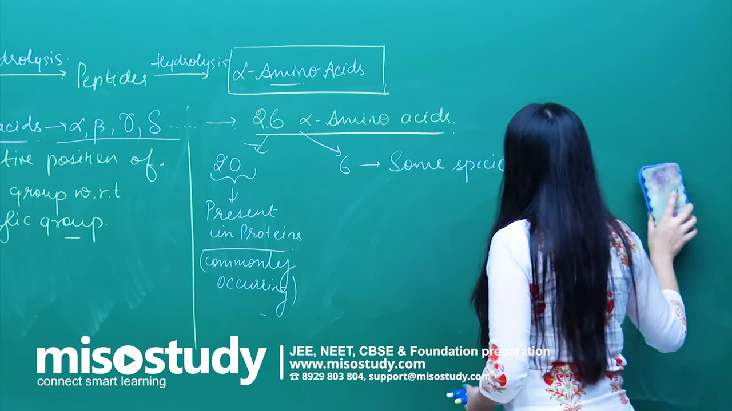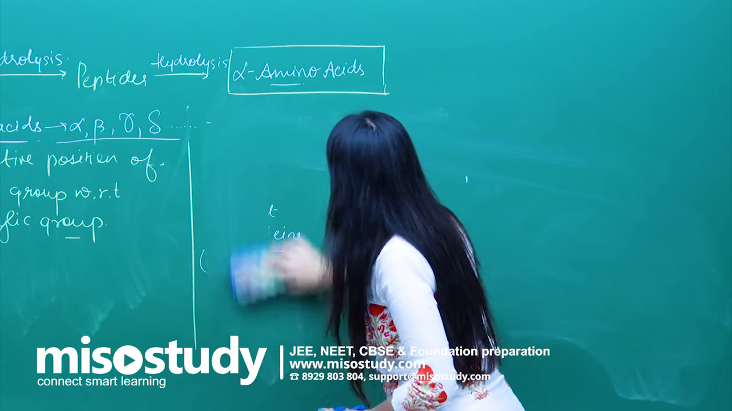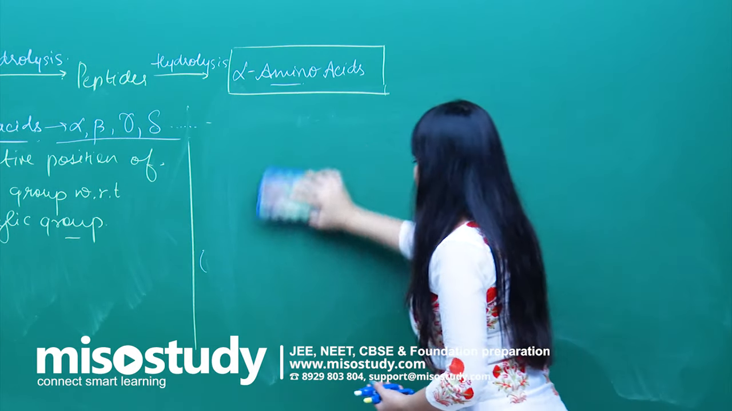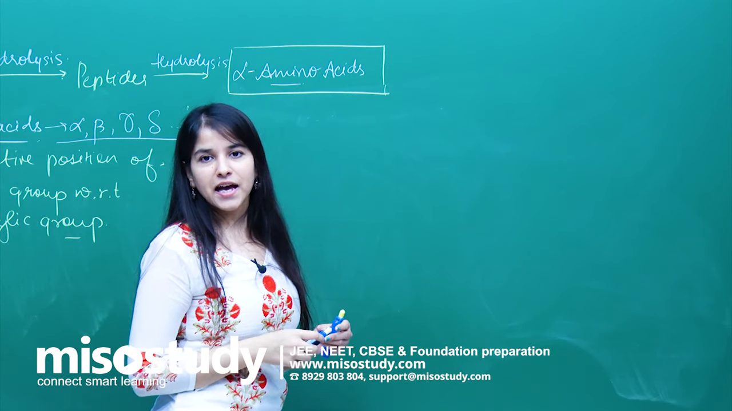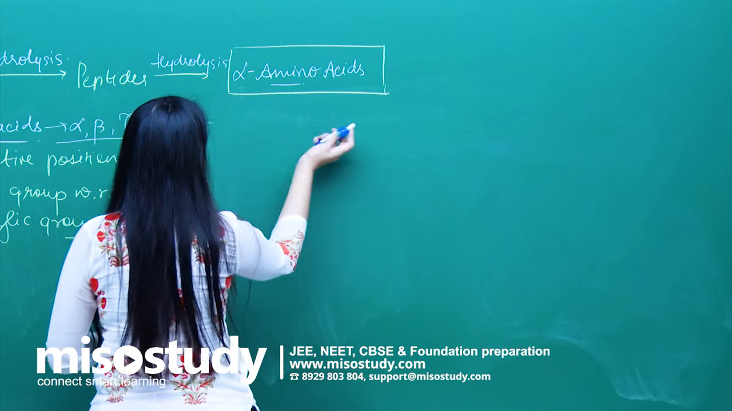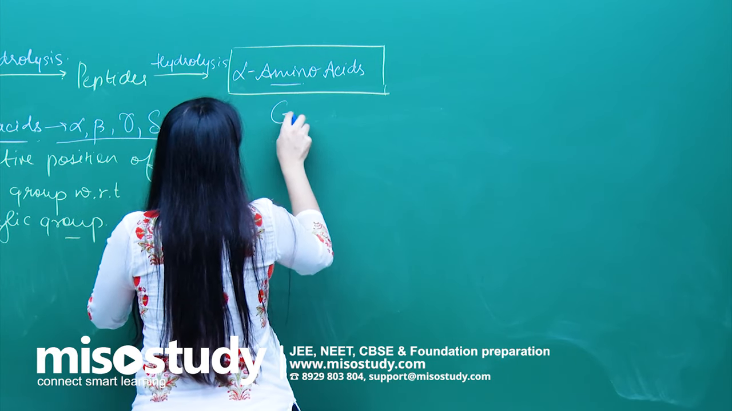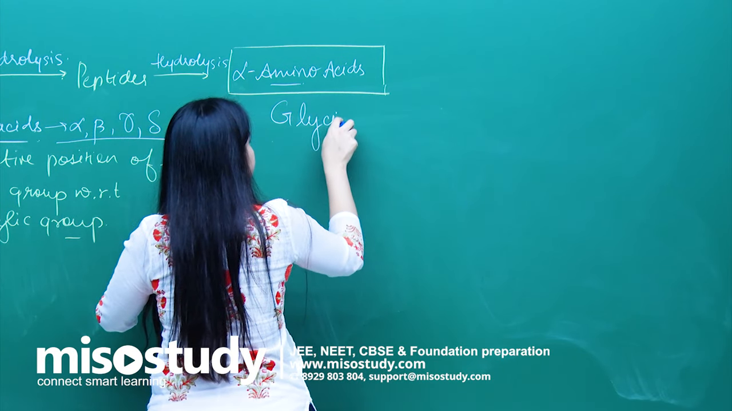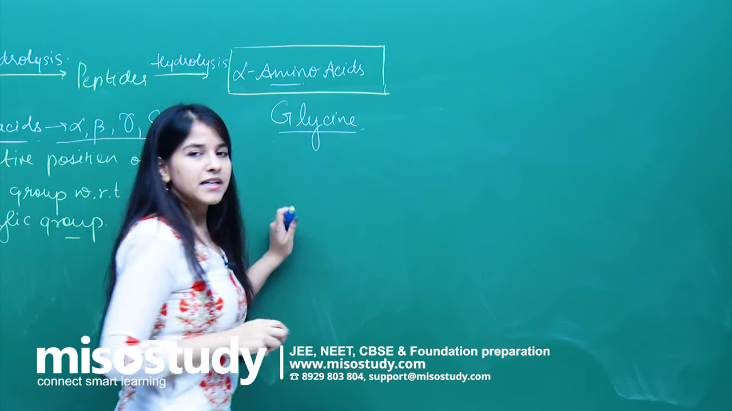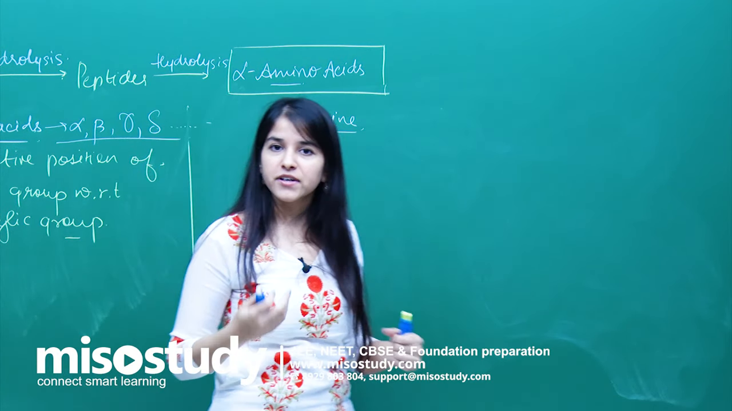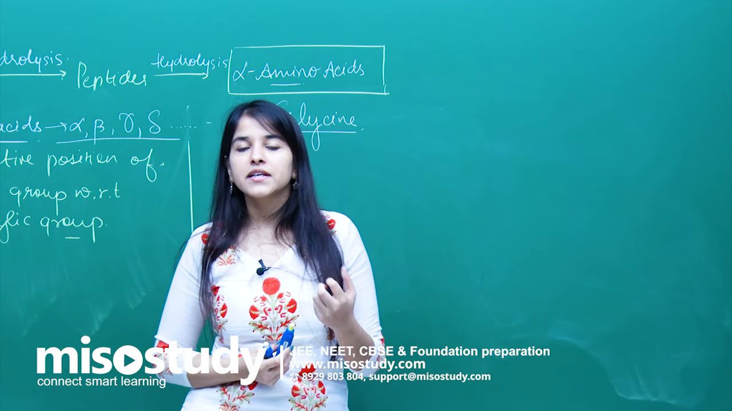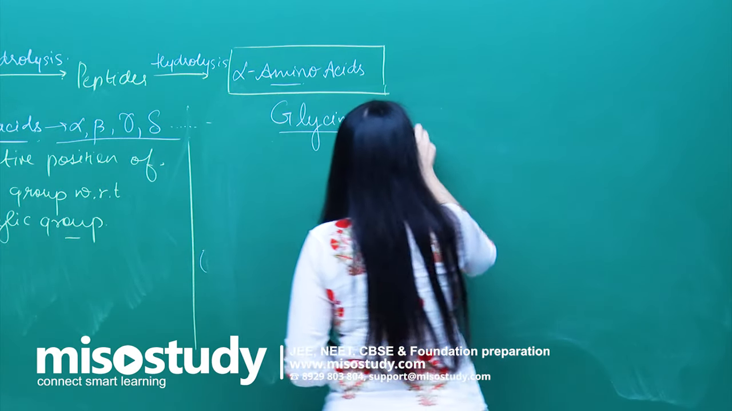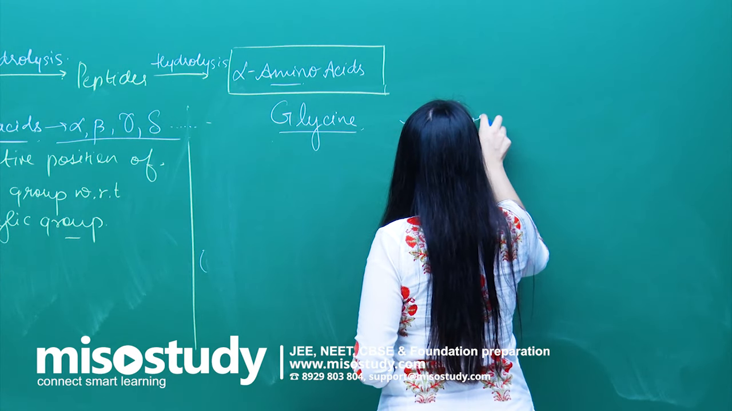So now, what are alpha amino acids? Let us just discuss that. So basically, what is the very, very basic alpha amino acid over here? It is glycine. Glycine has been derived again from a Greek word glycos, and it actually means it is sweet in taste. So glycine is sweet in taste.